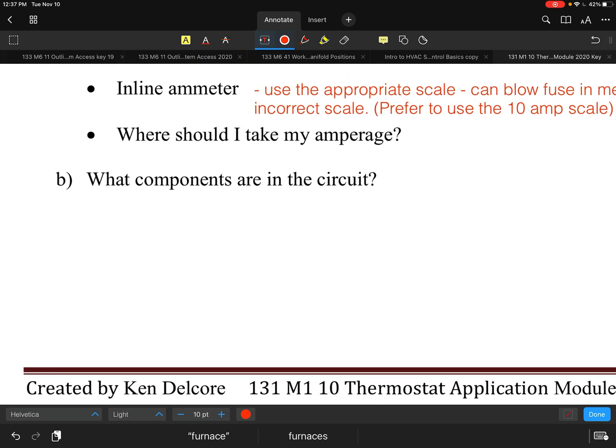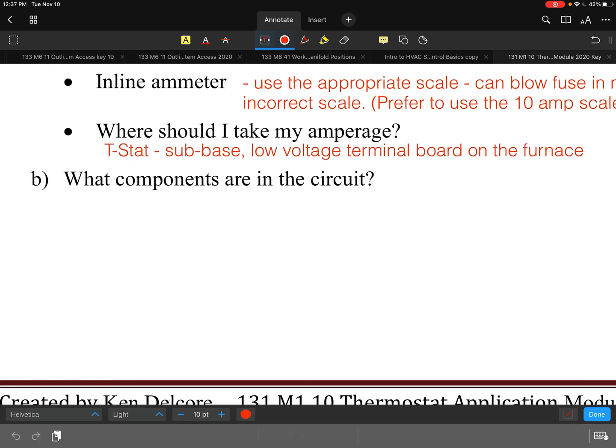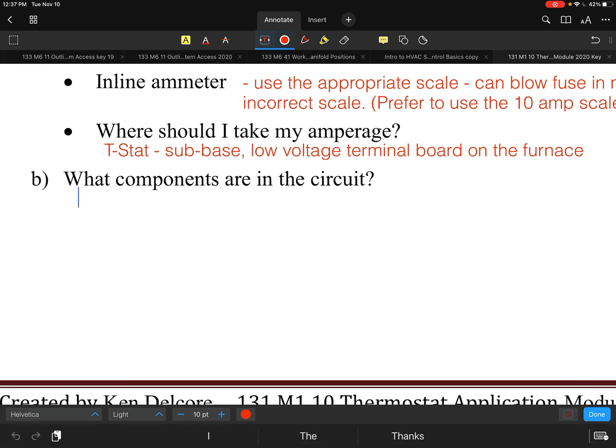If I have a heating demand, what am I going to have to do? So that's kind of the main thing that I want to point out. So I want to go into item B. Item B says, what are the components that are in that circuit? So what I would say on there is, what are the components that are going to consume any amount of power?